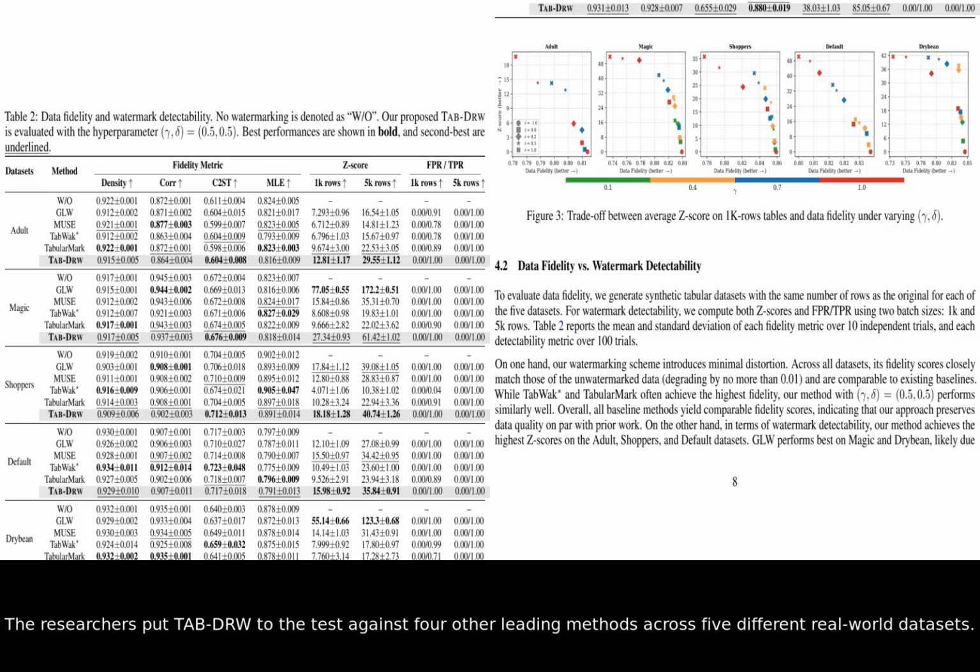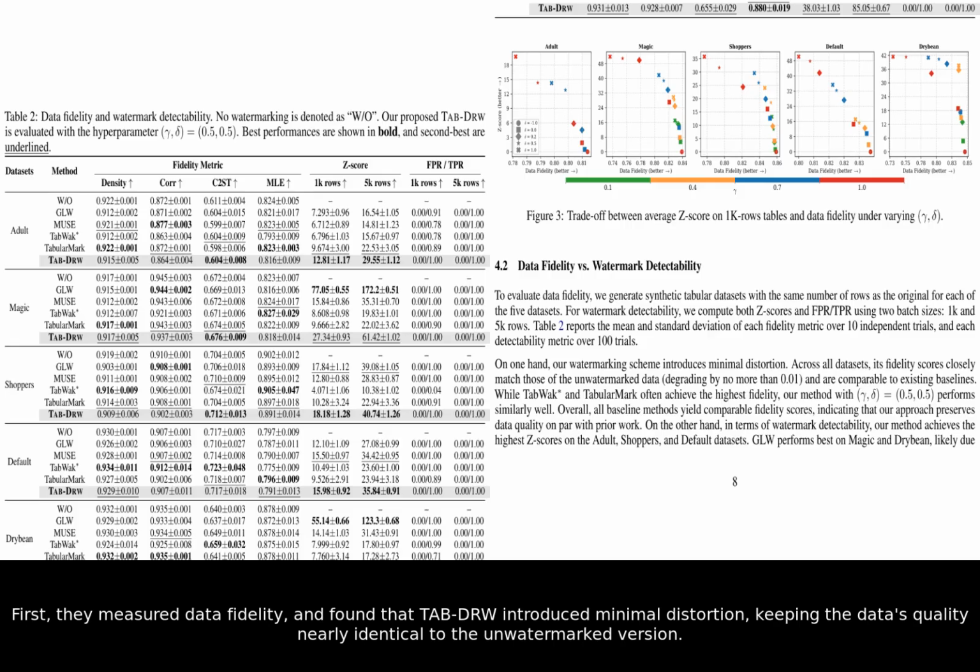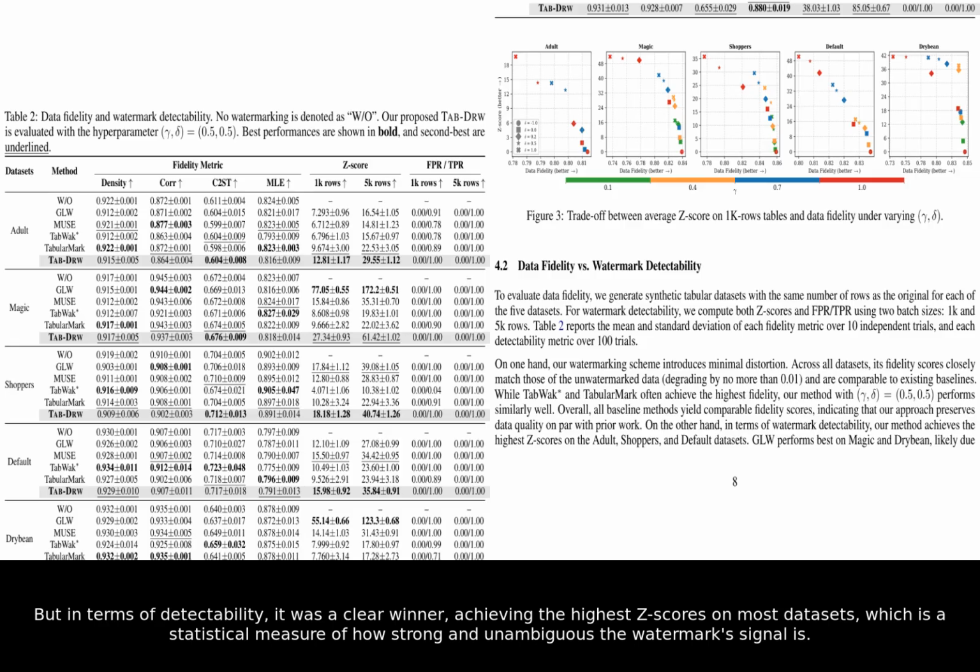The researchers put TAB-DRW to the test against 4 other leading methods across 5 different real-world datasets. First, they measured data fidelity and found that TAB-DRW introduced minimal distortion, keeping the data's quality nearly identical to the unwatermarked version. But in terms of detectability, it was a clear winner, achieving the highest z-scores on most datasets, which is a statistical measure of how strong and unambiguous the watermark signal is.